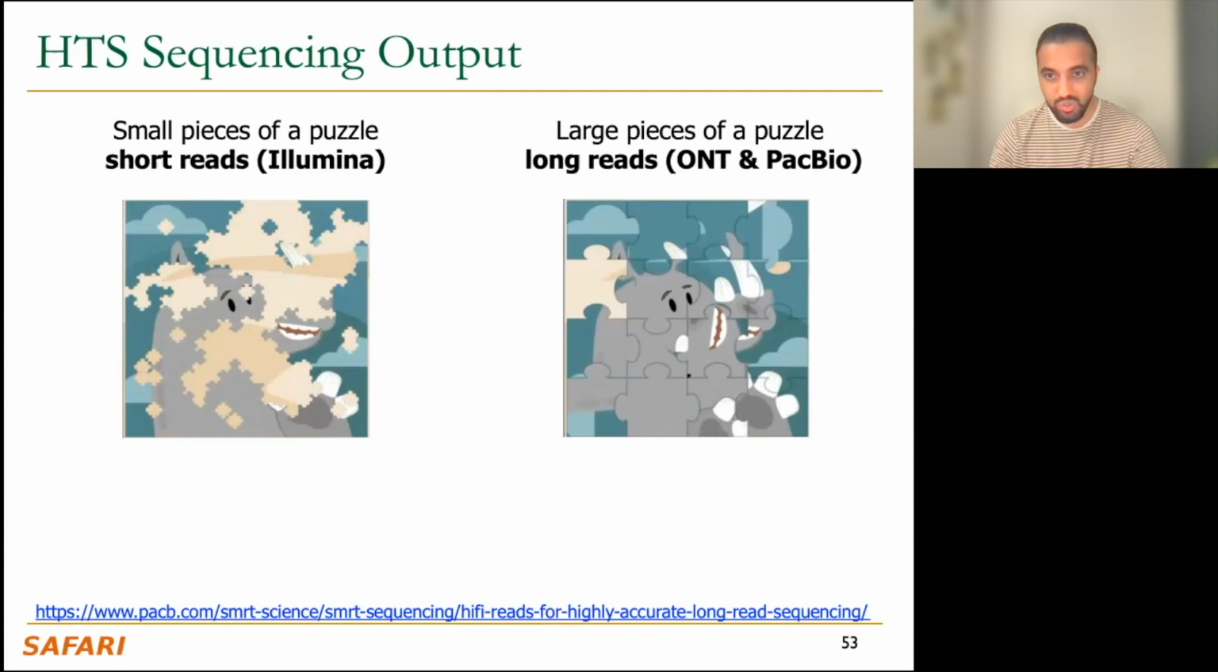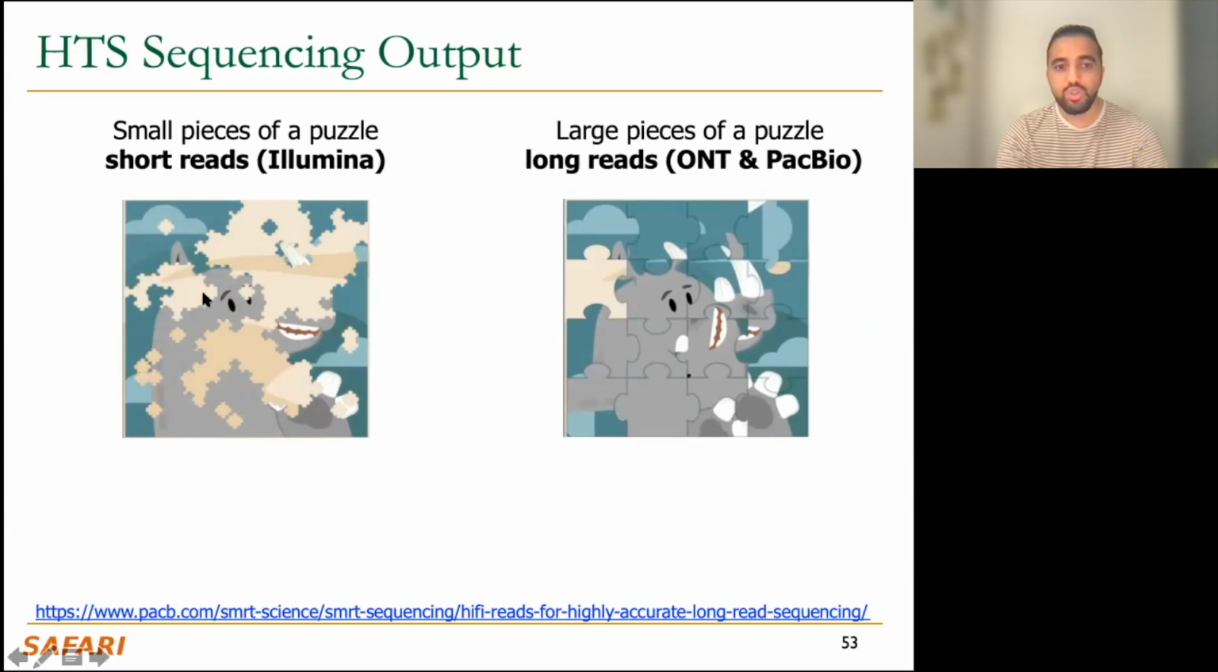Which one is easier to solve? Definitely the one with long pieces. So rather than solving a 1,000-piece puzzle, it's easier to solve a 10-piece puzzle. However, the long reads come with a cost, that is accuracy. So these long pieces might cause confusion or ambiguity when you try to solve it over here.